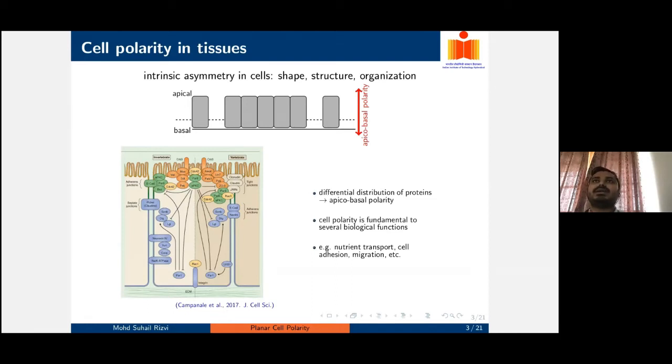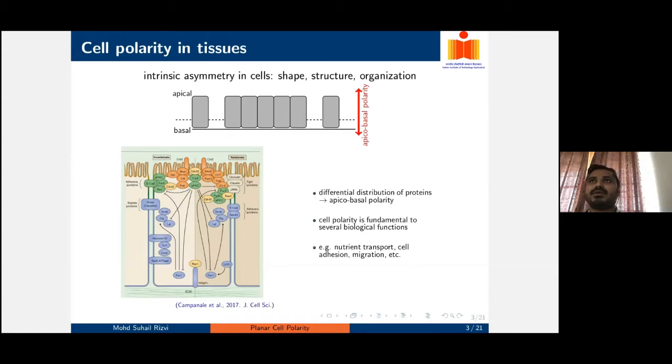Yes, we can. So in the context of epithelial tissues, which line the outer layer of most of our organs as well as skin, these epithelial tissues have a structure which has an apico-basal polarity, that is, along the axis connecting the apical and basal ends of the cells. This apico-basal polarity in epithelial tissues is primarily characterized by the differential distribution of different proteins, which are shown in this schematic, which has very complicated interaction networks. This polarity is essential for several biological functions, which include nutrient transport, adhesion, migration of the cells, and has also been implicated in metastasis of cancer.